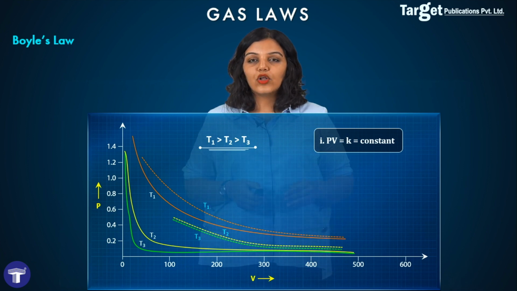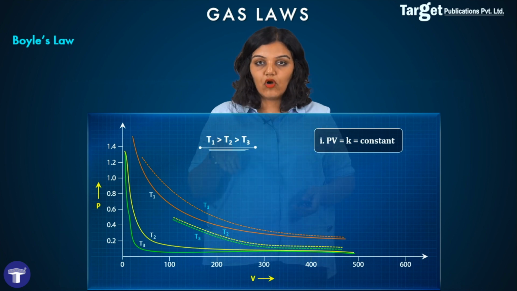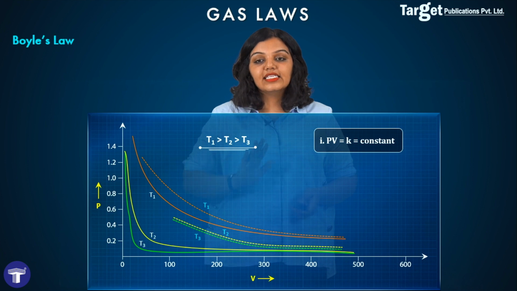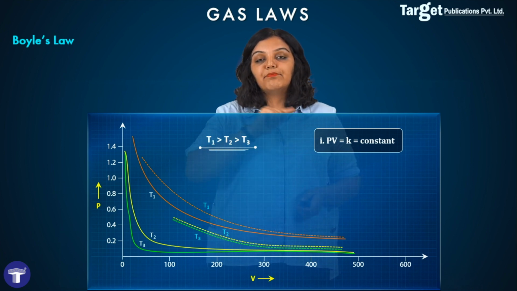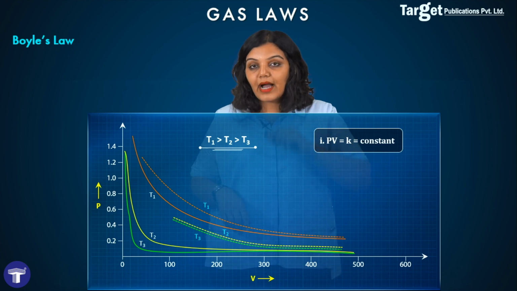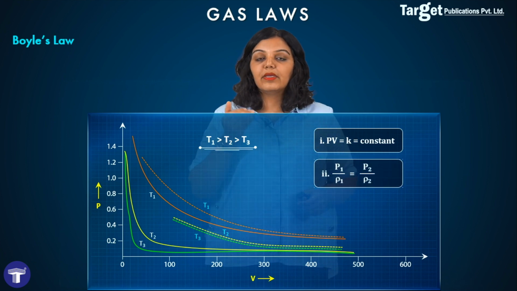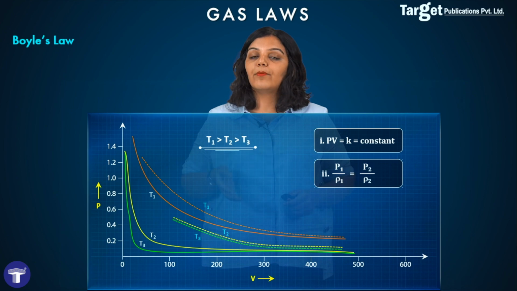Now we also know that volume is inversely proportional to density, and therefore instead of saying that pressure and volume are inversely proportional, I can say that pressure and density are directly proportional. Therefore instead of writing PV is a constant, I can write P by density is a constant, and therefore I get P1 upon rho 1 is equal to P2 upon rho 2.